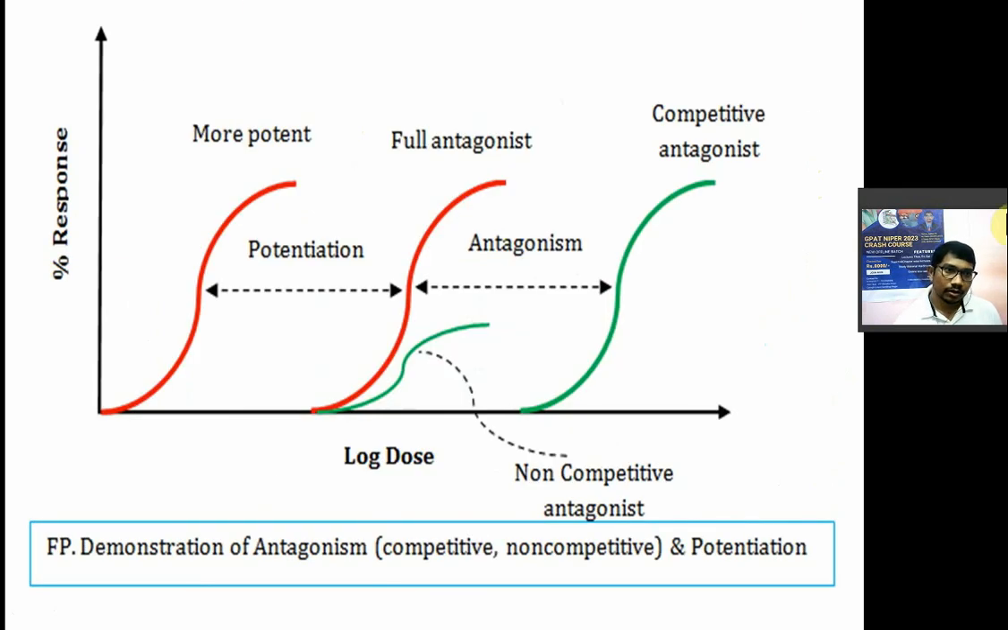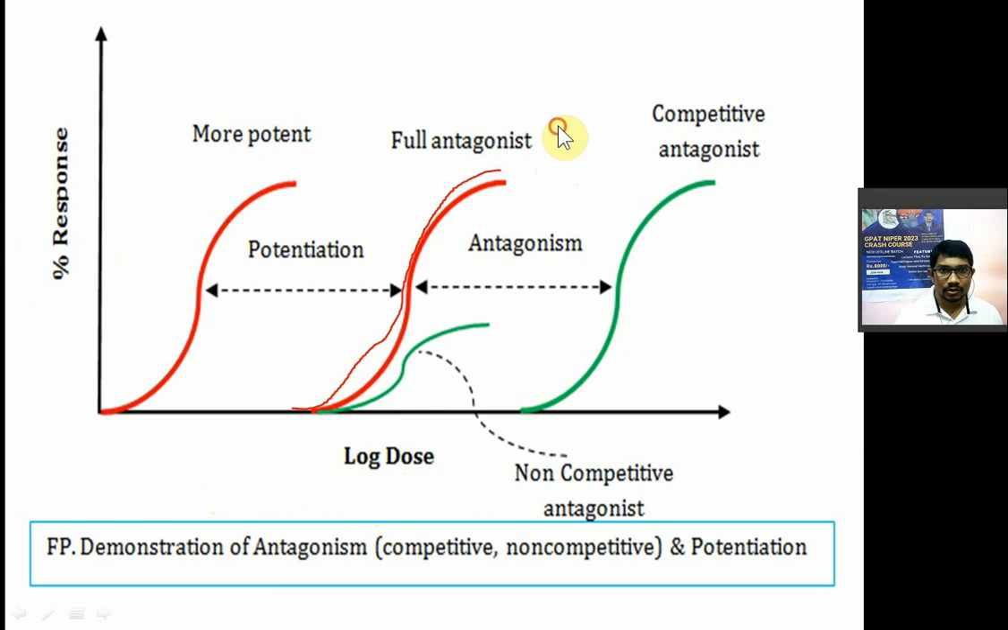Now again, there are terms known as potentiation, competitive antagonism and non-competitive antagonism. If you plot response versus log dose, meaning dose of drug on the x axis and percentage of response on the y axis, this is known as a full agonist.